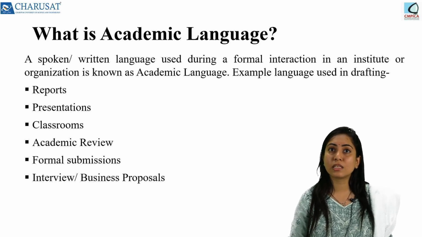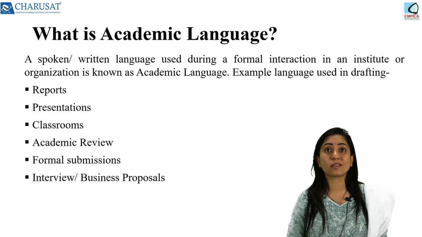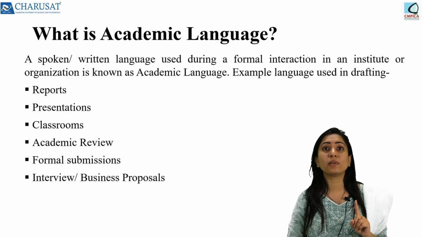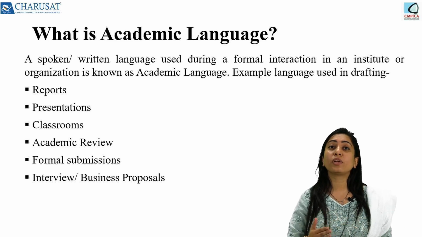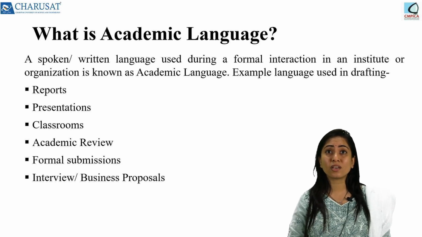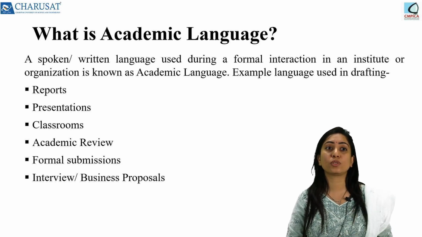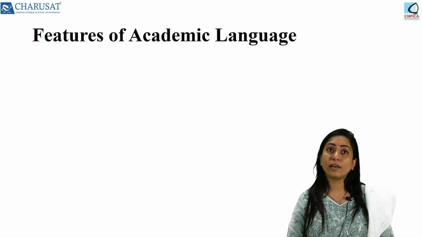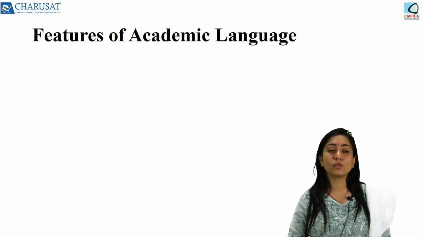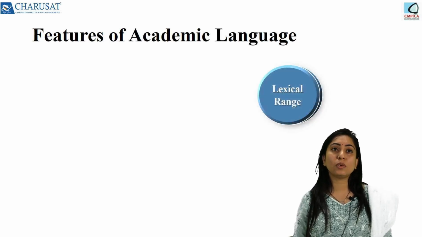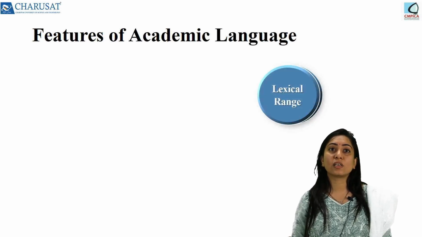So how is this English different? How does it make itself different when it is one simple language? How do we bring out the difference between academic language and general English, right? So for that you need to first understand the basic constituents of it, and to understand the basic constituents you need to know the features. The first feature that we see over here is lexical range.